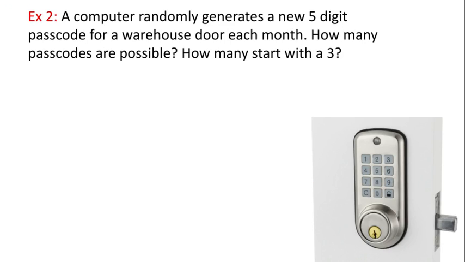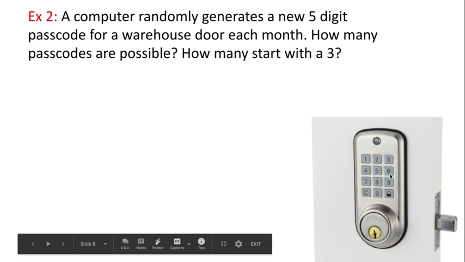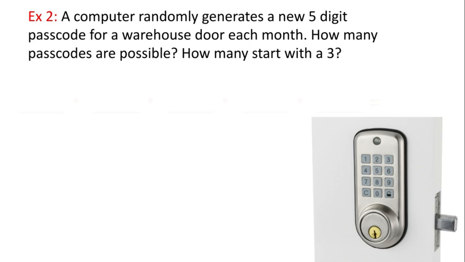Let's do another one. Example 2. A computer randomly generates a new 5-digit passcode for a warehouse door each month. How many passcodes are possible? And then how many of them start with a 3? Well, it's randomly choosing the 5-digit passcode. So the computer has to decide 5 things. It has to decide what the first number is going to be, what the second number is going to be, the third, the fourth, and the fifth. And then I'll just multiply everything together.